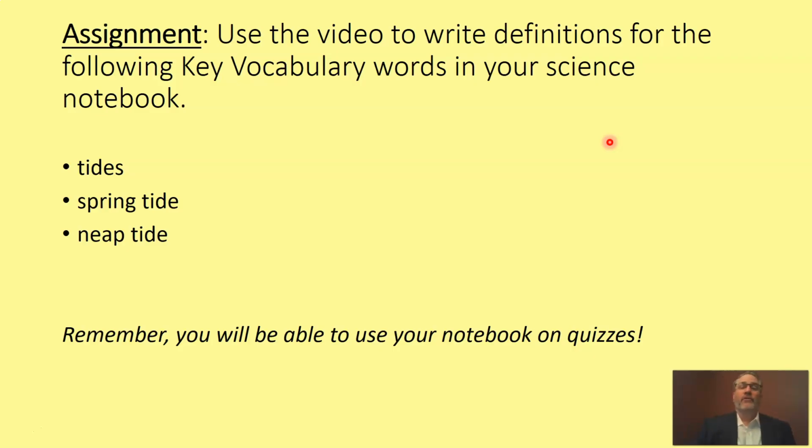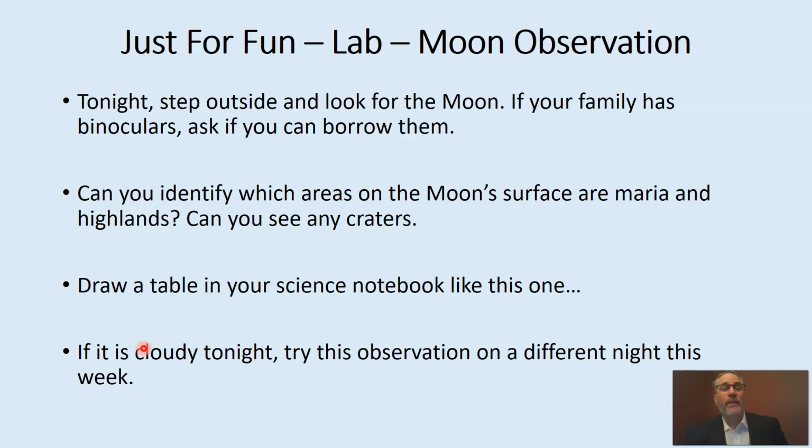All right, so let's do a quick assignment. There are not a lot of things that we need to get down for vocabulary after this lesson. I do want you to get a basic definition of tides. You're going to need to, of course, remember that we have 2 high tides and 2 low tides every day. And I need you to write about spring tides and neap tides in your notebook. Remember, you'll be able to use these notes on your quizzes.